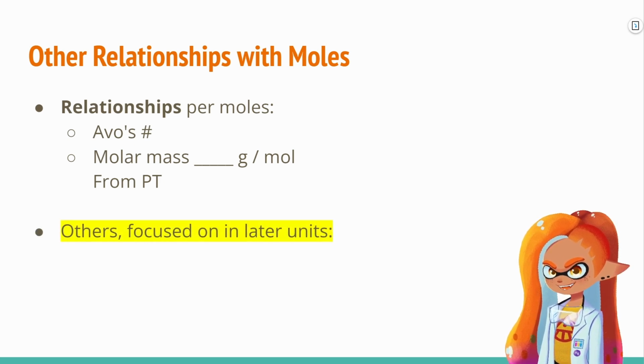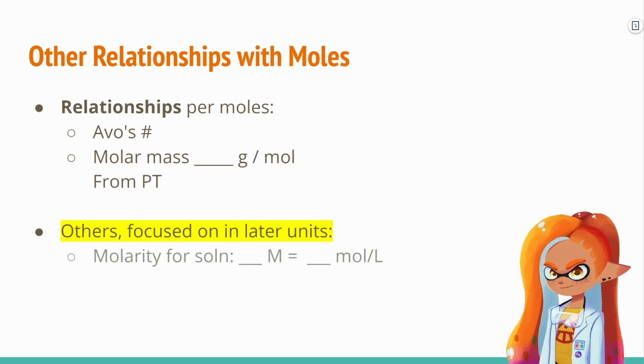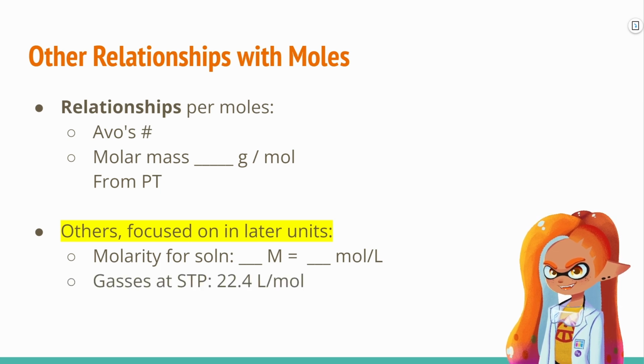The other relationships that were mentioned in the concept map are going to be in the later units. The molarity for solutions is the number of molar, that's what the big M stands for, and that corresponds to whatever number of moles per 1 liter. Again, we'll focus on that in a future unit. Same goes for gases at STP. That is a defined value, and you do not need to memorize it because it will be given to you on your equation constant sheet from College Board.